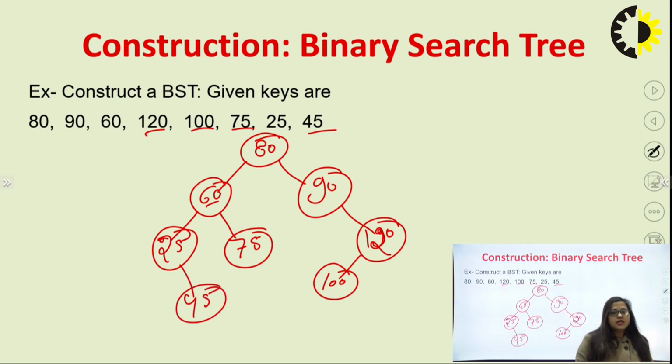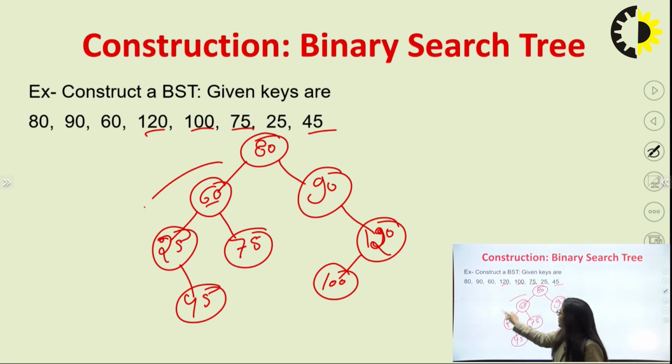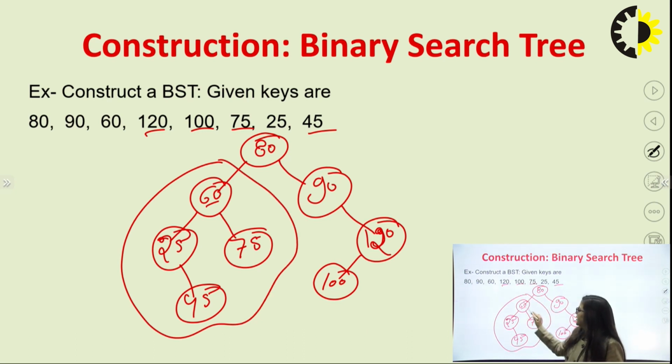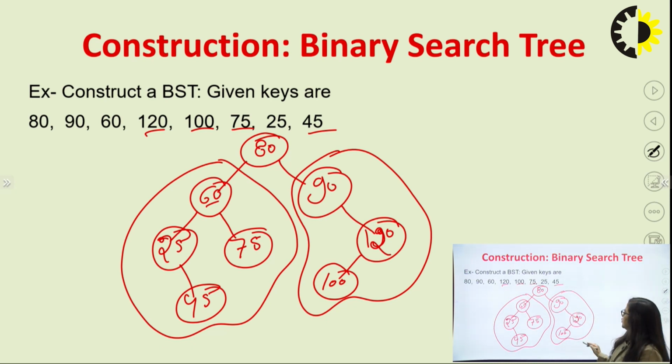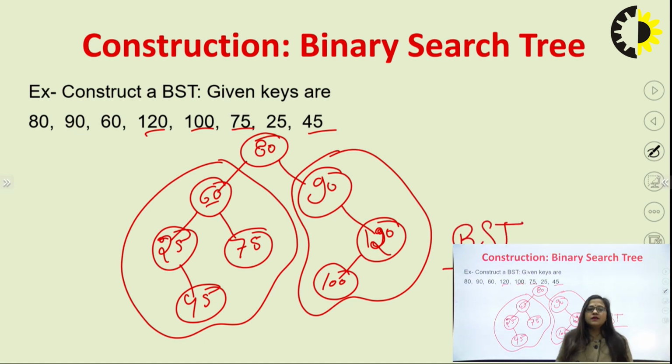Now check: each element of the left subtree is smaller than the root, and each element that comes in the right direction of 80 is greater than the main node. 60, 25, 75, 45, all of these are called the left subtree. All elements of the left subtree are less than 80, and all right subtree elements are greater than 80. So it is a BST, binary search tree.